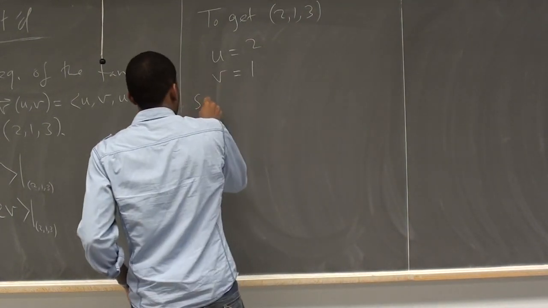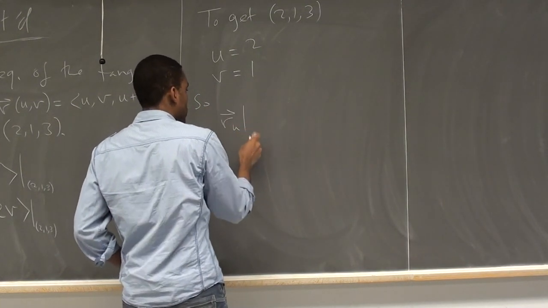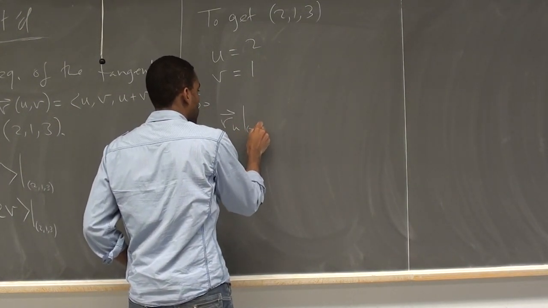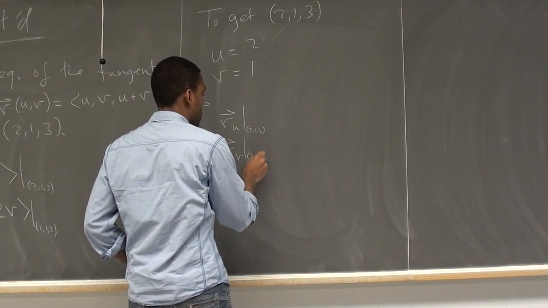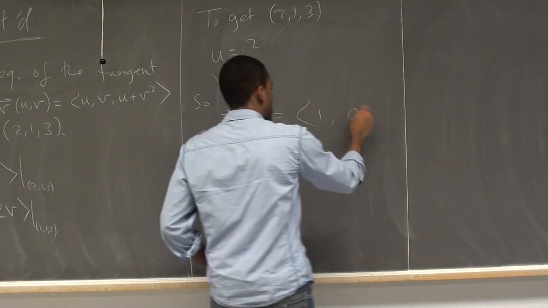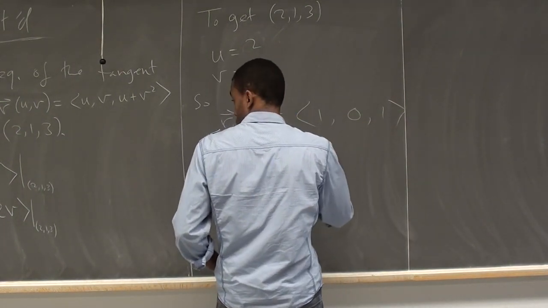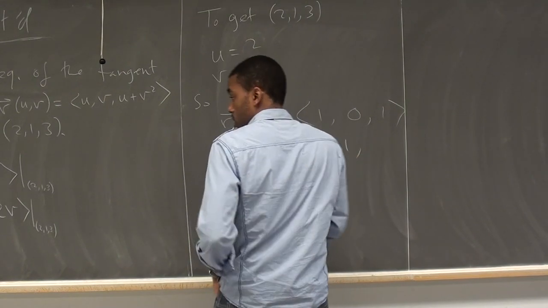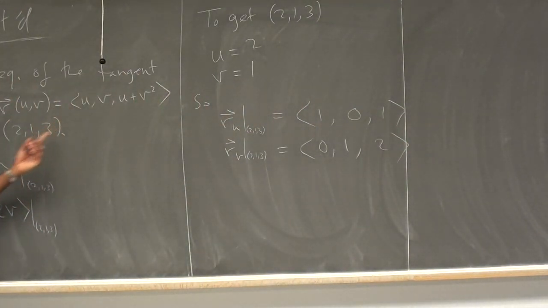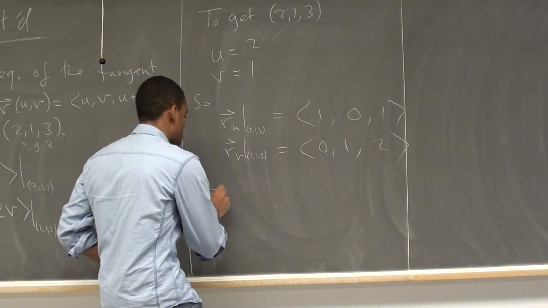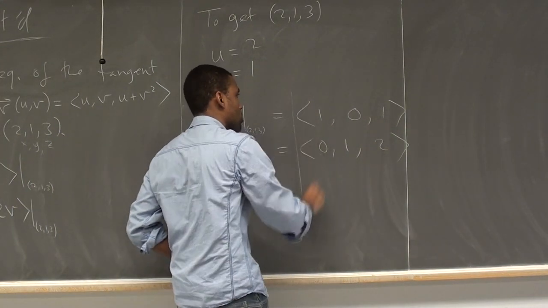And so for ru at the point 2, 1, 3, and rv at the point 2, 1, 3, this is just going to be 1, 0, 1. This is going to be 0, 1. So I plug in v equals 1 into here, and I just get 2, right? The important thing here is you have to remember that this point is actually x, y, z. It's not u and v. So you have to first figure out what u and v need to be, and then you plug them into this formula. And then this would mean that the normal vector is just the cross product of these guys.